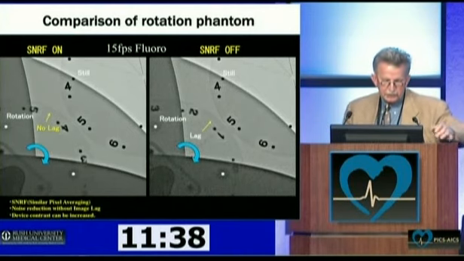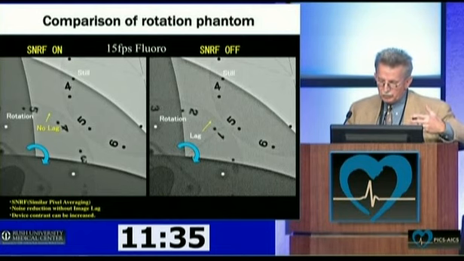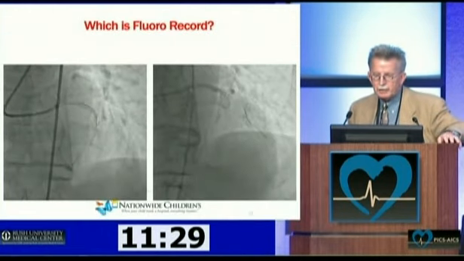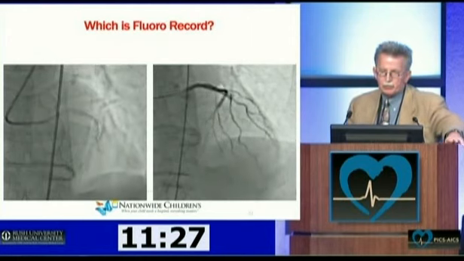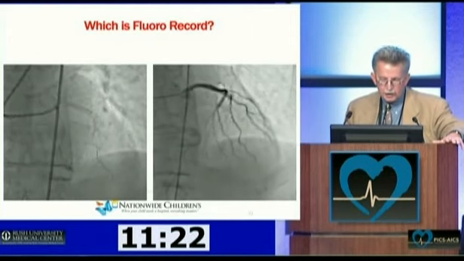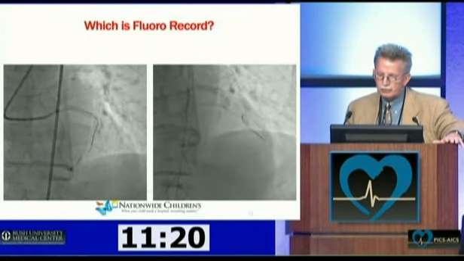And so you can see that with this on, what we found was that we could just step on fluoro and then do fluororecord instead of digital acquisition. So these are two representative images. These are coronary images from one of the adult labs. You can see the coronary stents and the fine guide wire. One of them's fluororecord and one of them's digital acquisition.